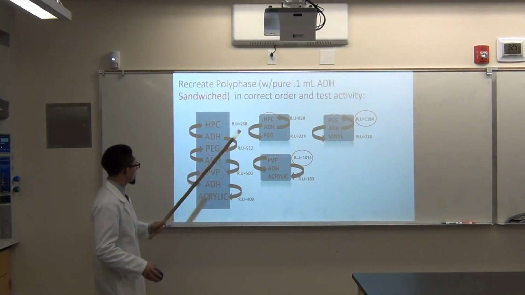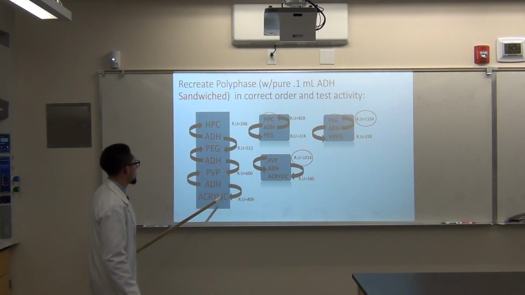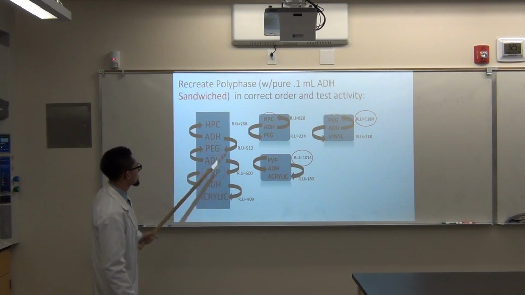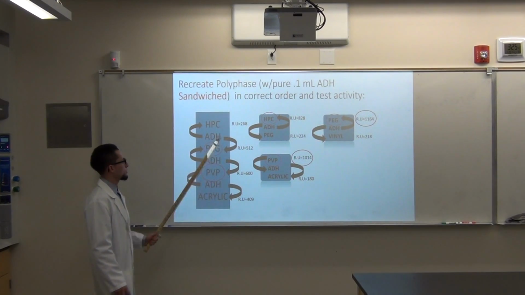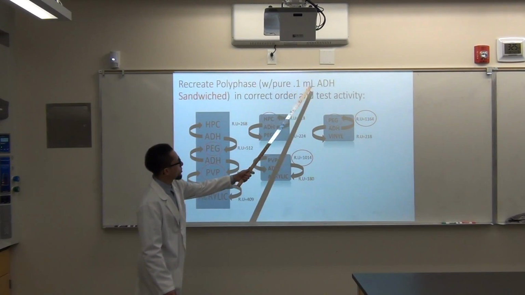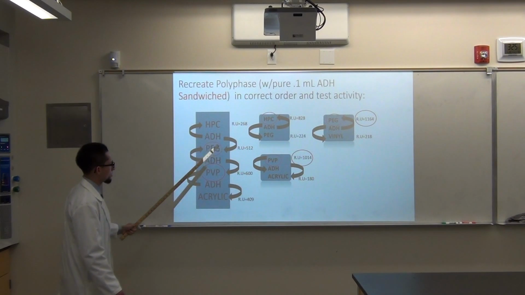And then the 4 that did graduate were HPC, PEG, polyvinyl pyrrolidone, and acrylic. And so what we did, we went ahead and put in a polyphase, and then we assayed each of them. But this particular method was used when we sandwiched a 0.1 ml of ADH in between each of these polymers.